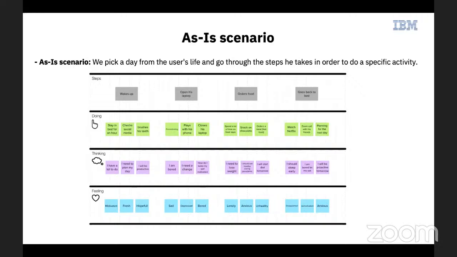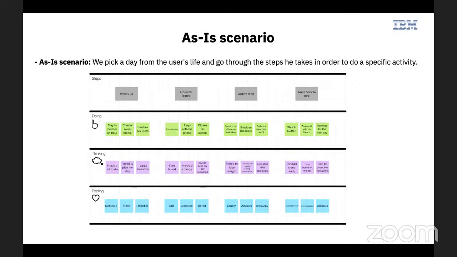Now, moving to the next step, which is opening his laptop, he starts procrastinating. He starts playing with his phone. He's thinking that he's bored and he wants a change. He's not feeling so well. He feels bad and bored and depressed. Now, the third step is ordering food. Again, what is he doing about it? He's snacking on munchies, chocolate chips, and so on. He orders fast food. He's thinking that he needs to cut all this unhealthy food. He needs to eat healthy.